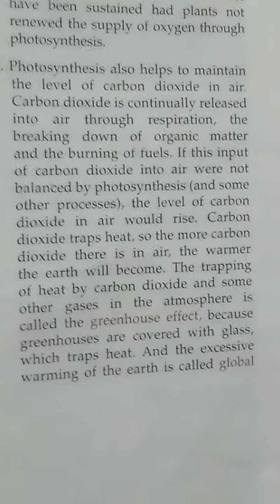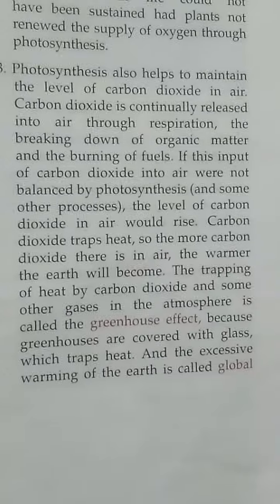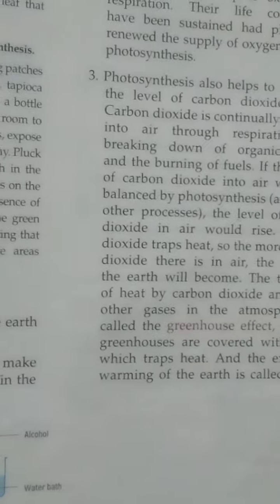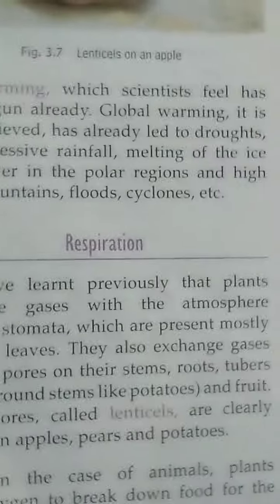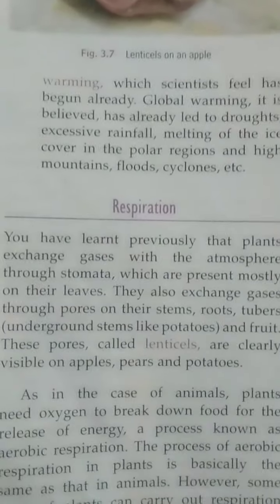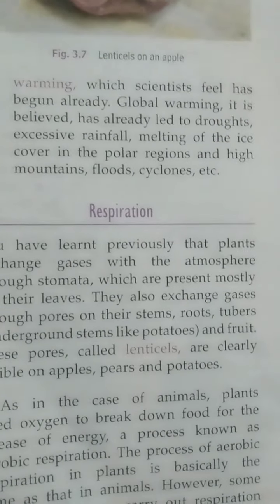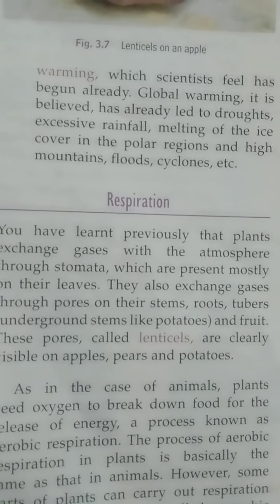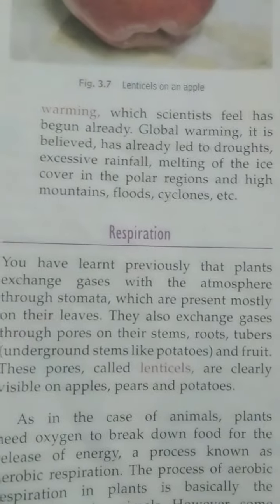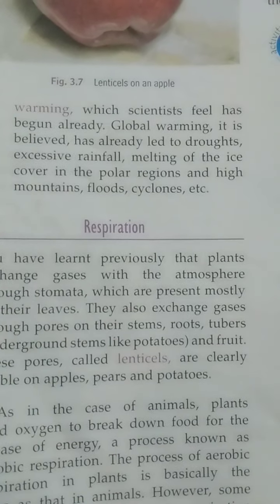Now if the temperature of the earth rises due to the higher concentration of carbon dioxide in the air, it will lead to excessive warming of the earth, and this excessive warming of the earth is known as global warming. Due to this global warming, many disasters and ill effects are caused, like droughts, melting of the ice glaciers in the polar regions, and rains, floods, cyclones, etc. So these are the ill effects of global warming.